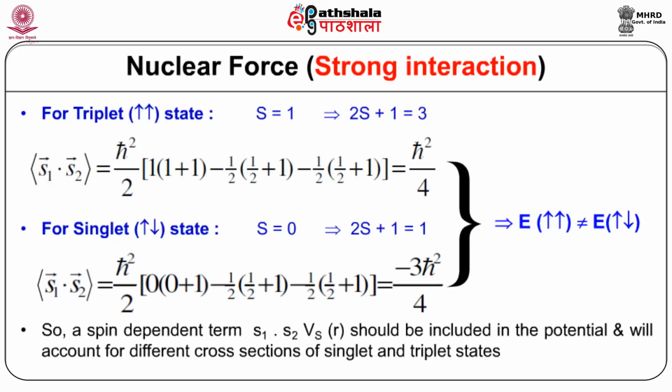For the singlet state, in which the neutron and proton have opposite spin, capital S is equal to 0, so 2S plus 1 is equal to 1. So the expectation value of S1 dot S2 in this state is equal to minus 3 h bar square by 4. So it is clear that when the spins are parallel, that is the triplet state, and when the spins are anti-parallel, in the singlet state, the expectation value of S1 dot S2 is different. So a spin-dependent term, S1 dot S2 V(r), should be included in the potential and will account for the different cross-sections of singlet and triplet states.